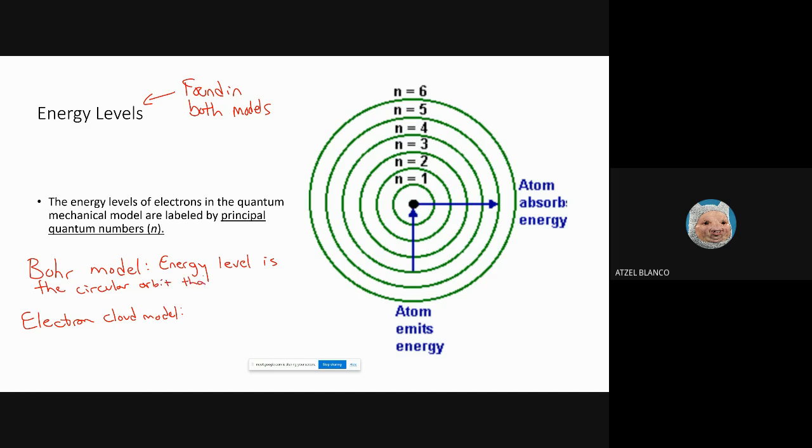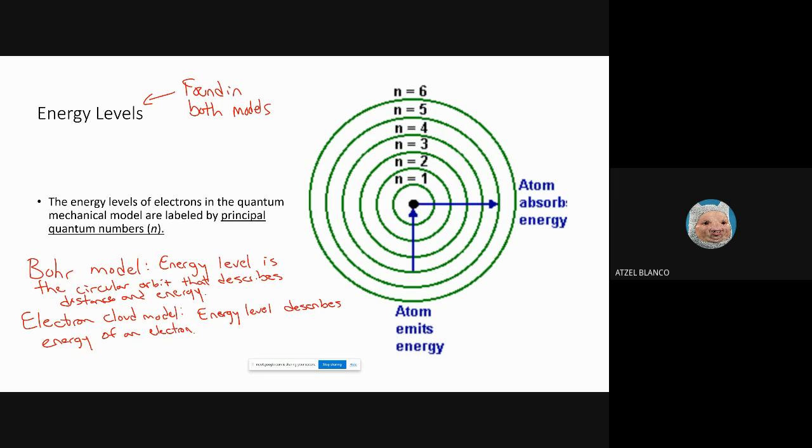That describes distance and energy. Whereas in the electron cloud model, the energy level just describes the energy of any given electron. So what energy level an electron is at will determine the energy of that electron.